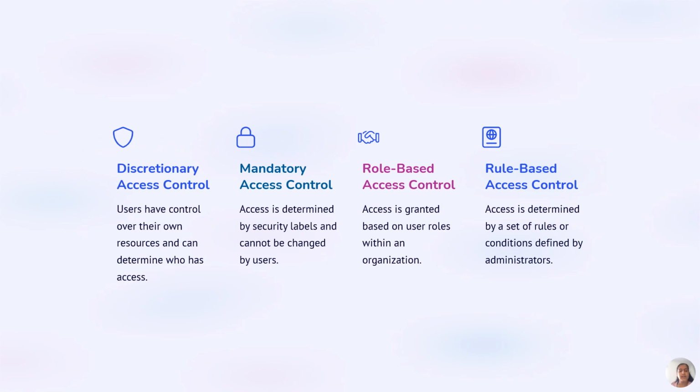And here, in discretionary access control, users have control over their own resources and can determine who has access. In mandatory access control, access is determined by security labels and cannot be changed by users. Role-based access control is where access is granted based on user roles within an organization. Rule-based access control is where access is determined by a set of rules or conditions defined by administrators.